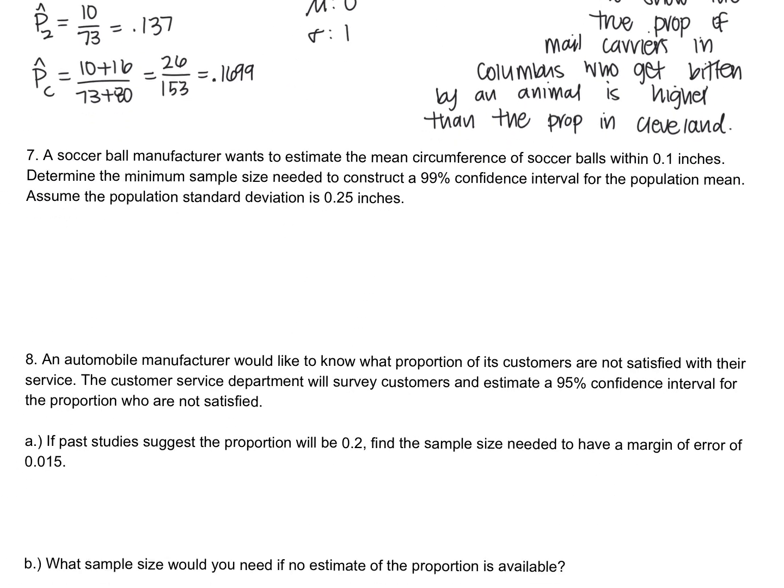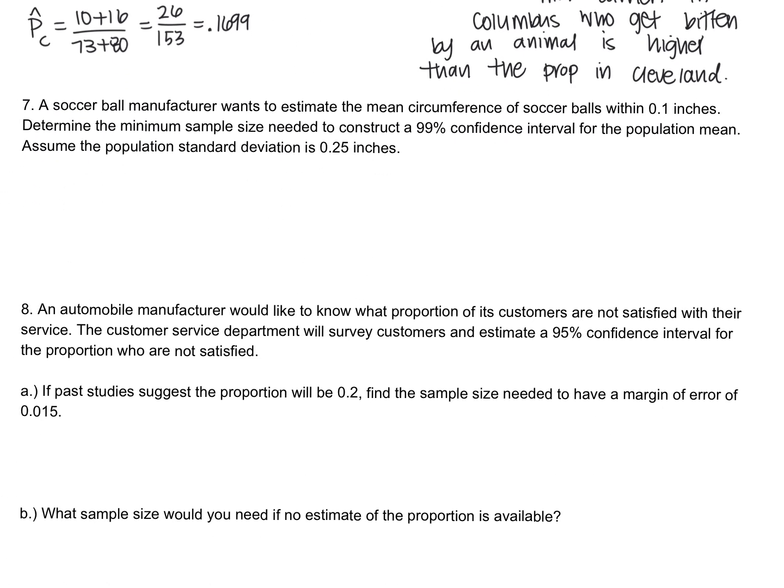Last thing we're going to talk about is solving for necessary sample sizes, and I am going to do an example for means and proportions here. So we have a soccer ball manufacturer who wants to estimate the mean circumference of soccer balls within 0.1 inches. Determine the minimum sample size needed to construct a 99% confidence interval for the population mean. Assume the population standard deviation is 0.25 inches. So we need three things to calculate our sample size: our margin of error, our standard deviation, and our Z critical value.